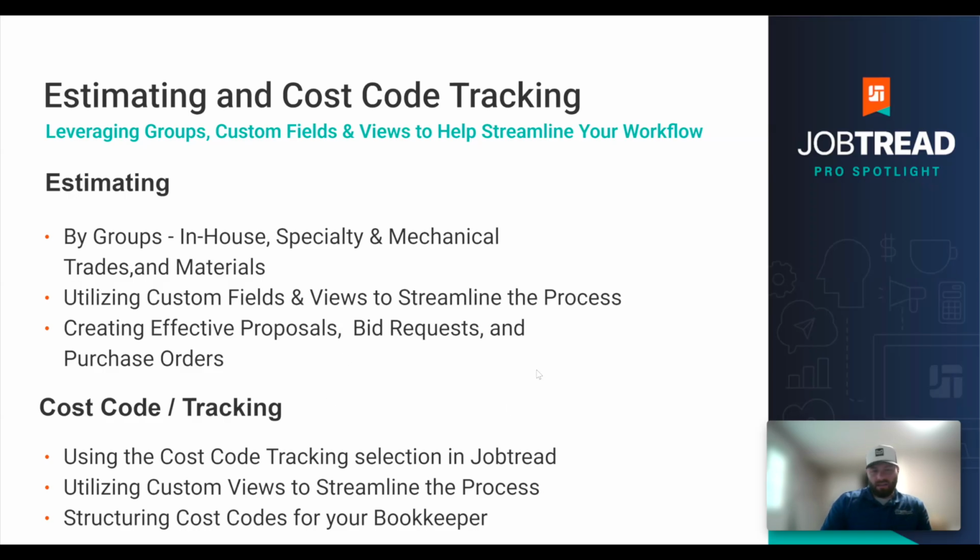And then we're also trying to structure our cost codes for our bookkeeper. One of the ways we did that was to separate everything. So for demo, we have three different items: demo labor, demo material, and demo subcontractor. That way we can really track what gets pushed to QuickBooks and how. And I'll show you an example.